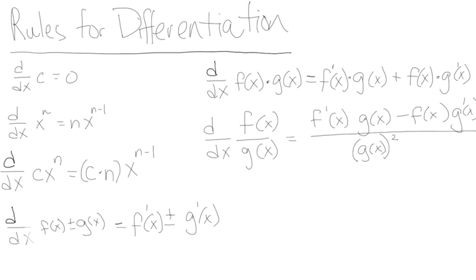So here's the formal version of the quotient rule. If you have two functions divided by one another, you take the derivative of the numerator times the denominator minus the numerator times the derivative of the denominator, over the denominator squared. So let's go ahead and see how that would work on the function that we just saw.